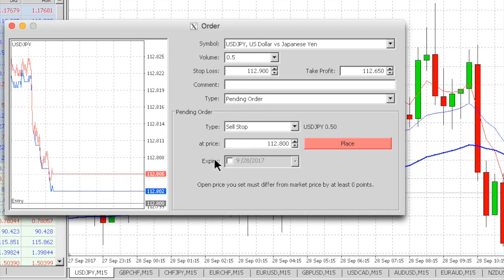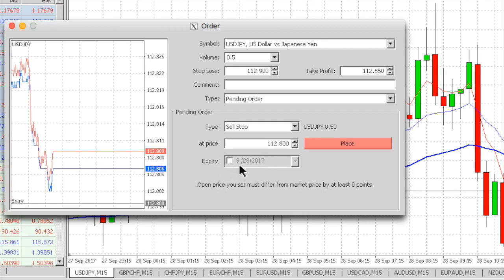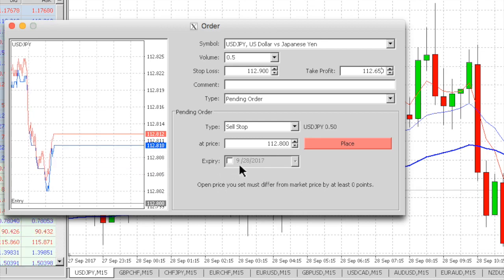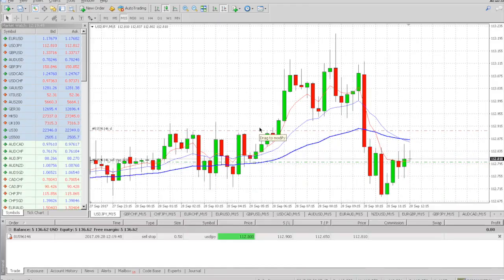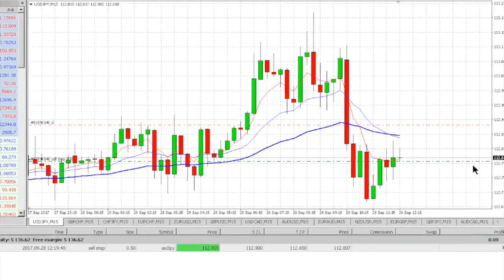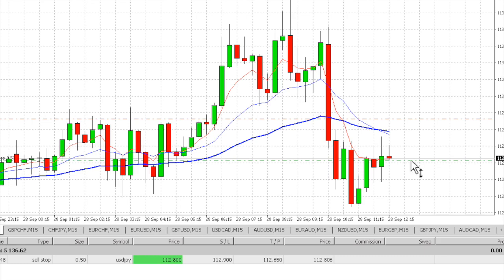Again, if you don't click on this, it's good till cancelled, so there's no expiry date. Once you're ready, you place the order. Boom, order placed. Once you place the order, you can see this green line represents the price you're going to sell. The moment it hits the green line, the stop is activated into a market order. You sell at the market.